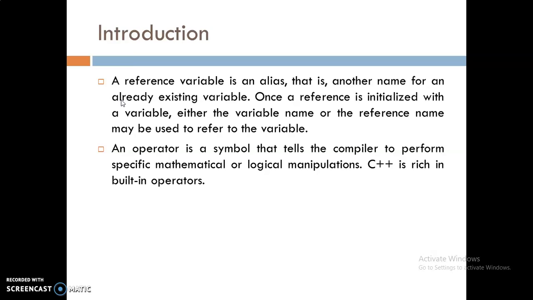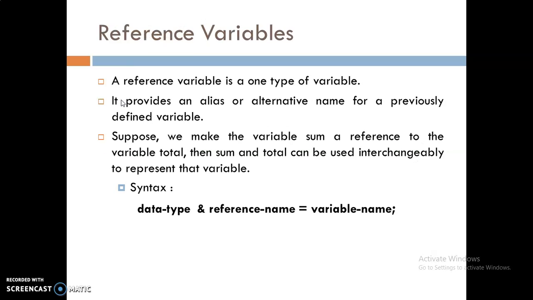Now, what is an operator? An operator is a symbol that tells the compiler to perform a specific mathematical or logical manipulation. By using operators, you can do different kinds of operations on operands, that is, mathematical or logical manipulations. C++ has a rich set of built-in operators. That is, there is already a set of operators present inside the system.